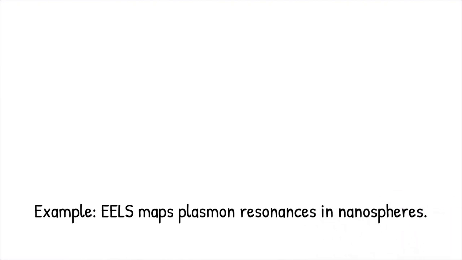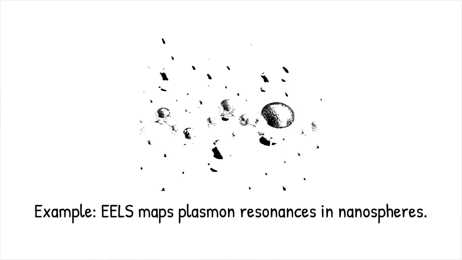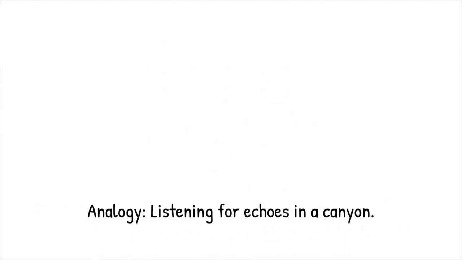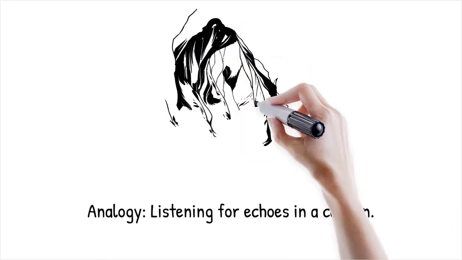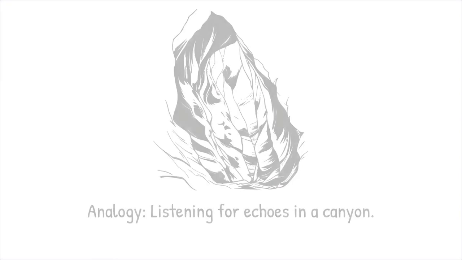For example, EELS has been used to map localized plasmon resonances in silver and gold nanospheres, confirming quantum size effects. It's like listening for echoes in a canyon. The way electrons lose energy tells us about the quantum structure they travel through.